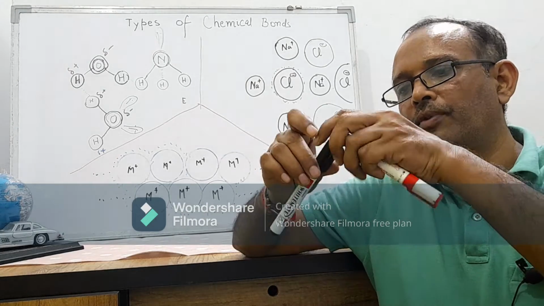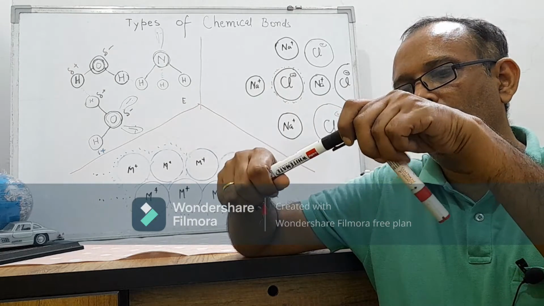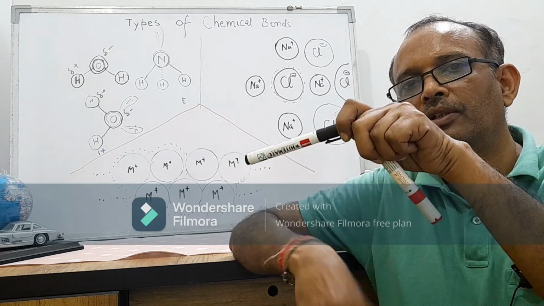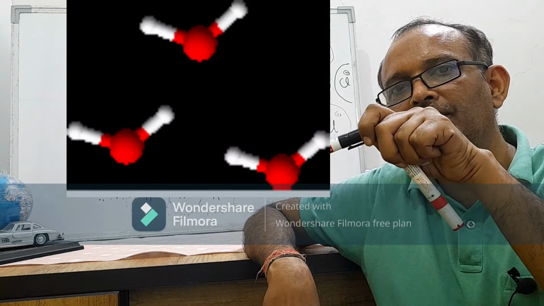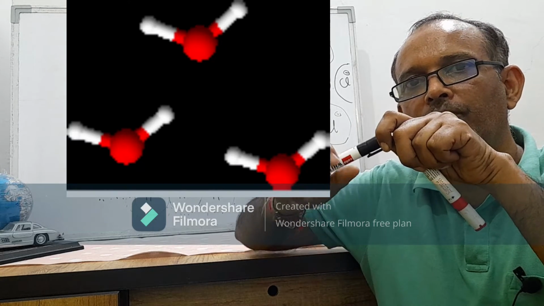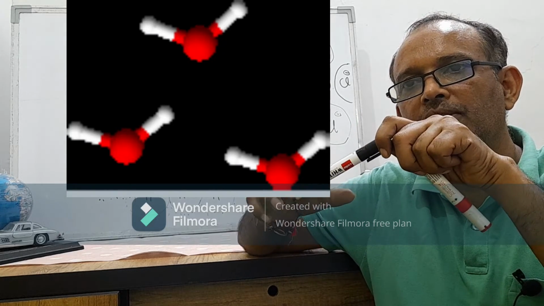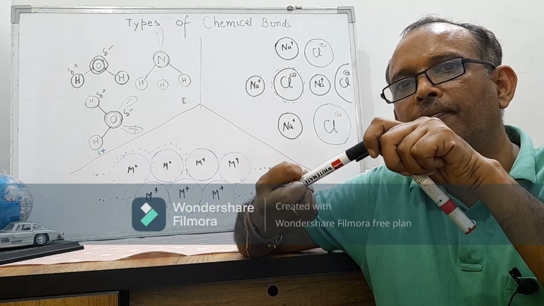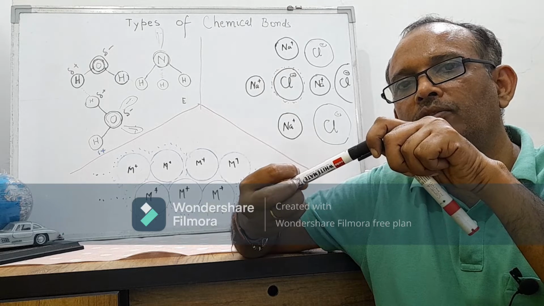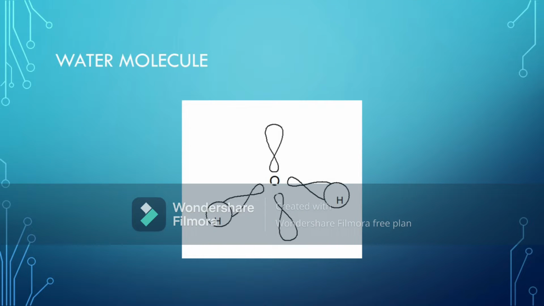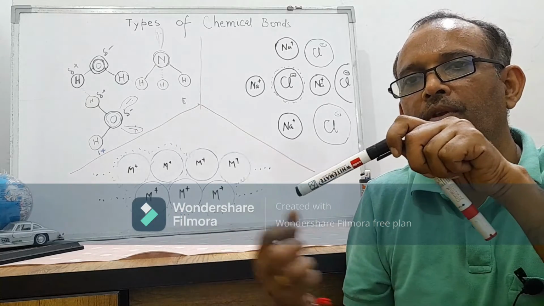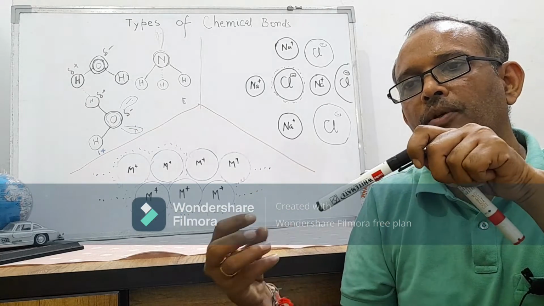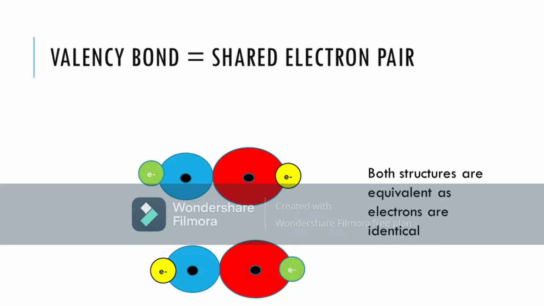However, let's take the case of water. In water we have one oxygen atom holding two hydrogen atoms at an angle. And where does this angle come from? This angle comes from the overlap of orbitals. Oxygen sp3 orbitals overlap with hydrogen s orbitals, and they share two electrons, forming one bond. This is called a covalent bond because there is sharing involved.